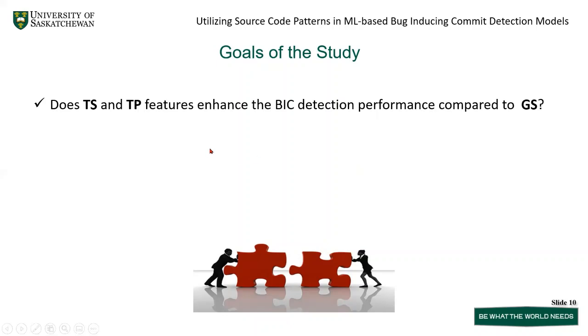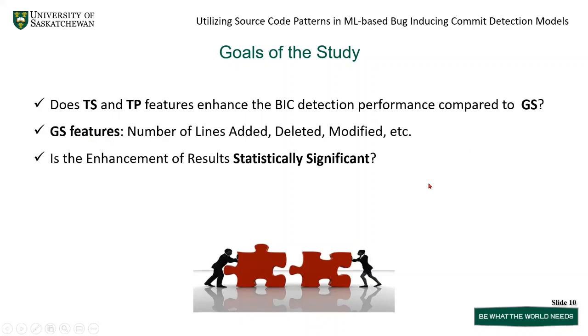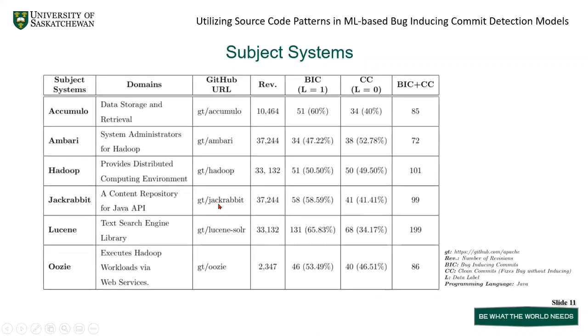The goal of this study is to compare the performance of bug-inducing commit detection by using TS and TP and very different combinations of TS, TP, and GS, and to compare whether the use of TS and TP provides better performance than the GS-based features. We also want to see whether the better results are statistically significant or not.